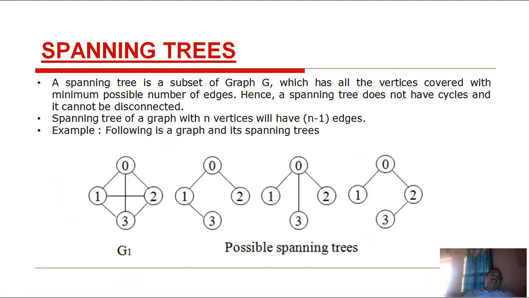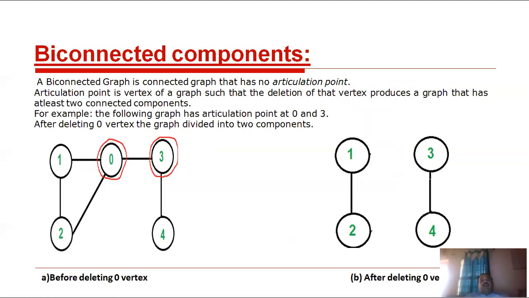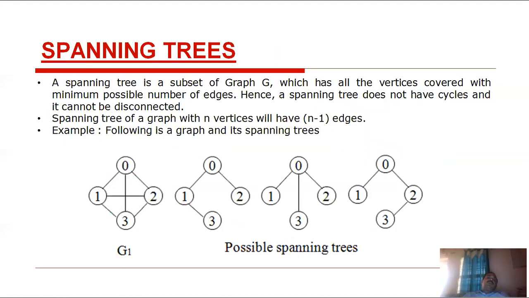Next one is spanning tree. A spanning tree is a subset of a graph. So the third one is spanning tree. Today's topic: first one is connected components in an undirected graph. Second one, bi-connected components. Third one is spanning tree.